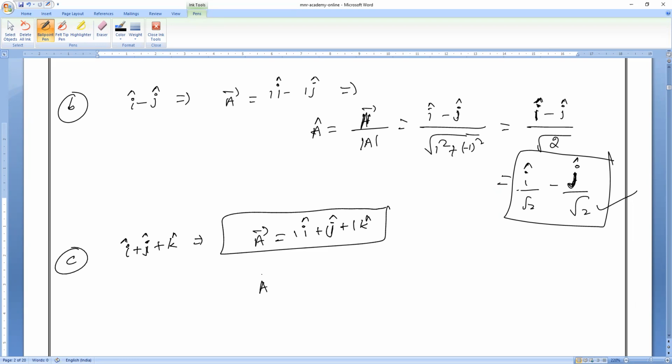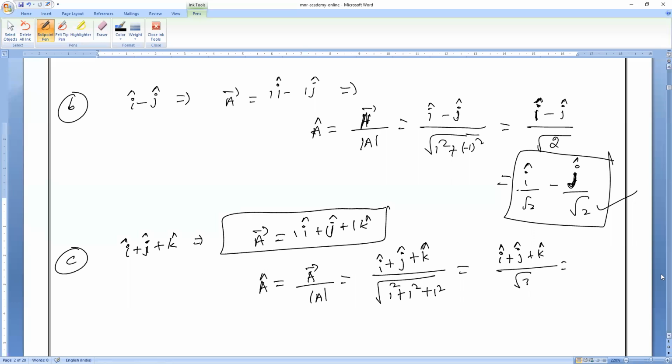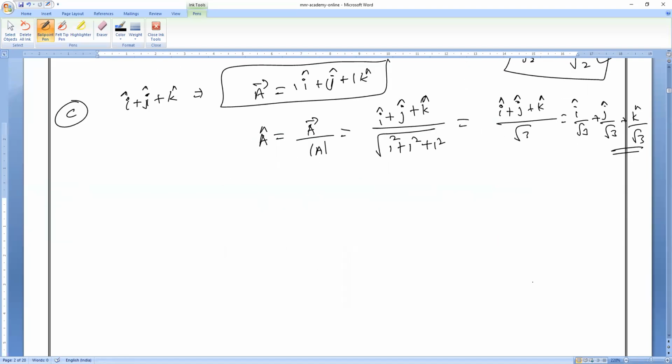So unit vector is equal to the given vector divided by the magnitude of it. So I cap plus J cap plus K cap divided by root of 1 square plus 1 square plus 1 square, which is root 3. So that is I cap divided by root 3 plus J cap divided by root 3 plus K cap divided by root 3. Yeah, that is what it is.